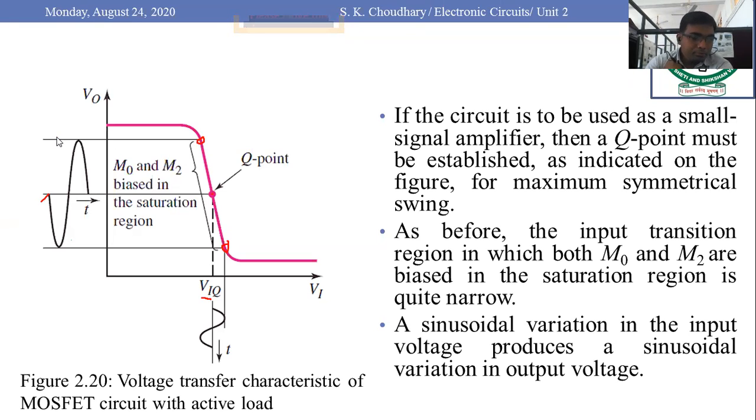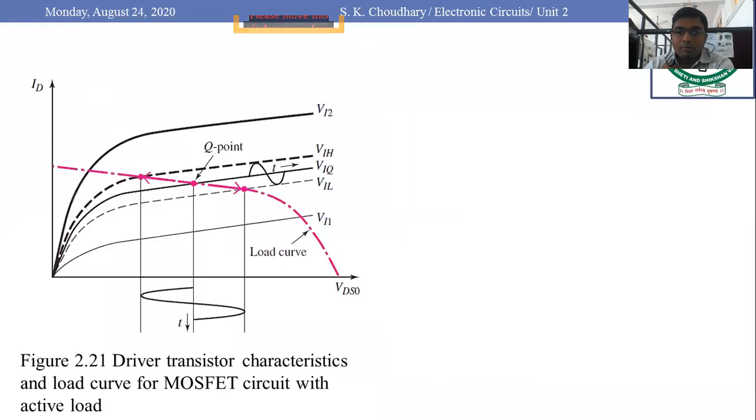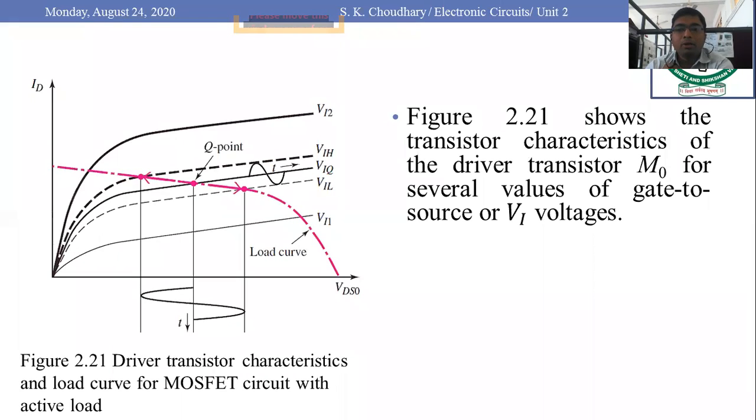Now, after discussing this point, we will try to define the driver transistor characteristics with the load curve, and that will help us to find out the voltage gain. So this is the next diagram, that is 2.21.